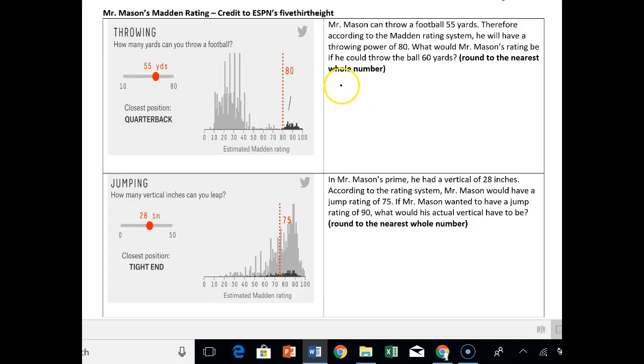So again, what are we comparing? We're comparing how far Mr. Mason can actually throw the ball. And yes, in my prime, I could throw it 55 yards. I don't know about today. And we're comparing his Madden rating.